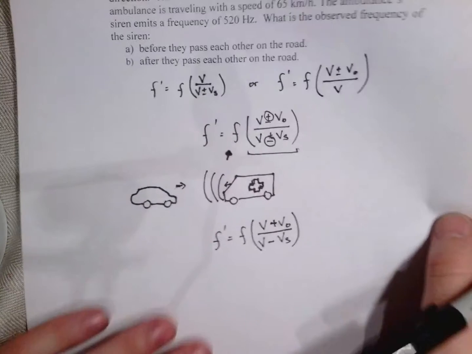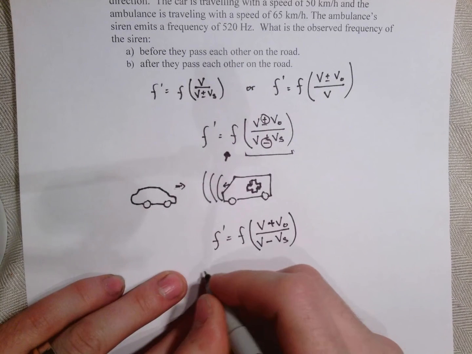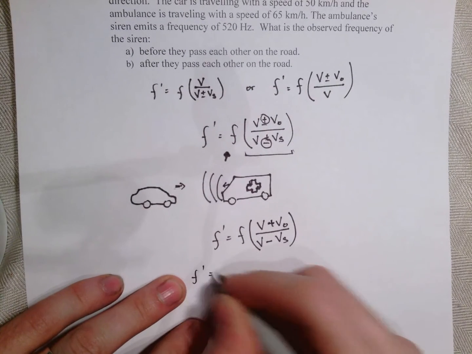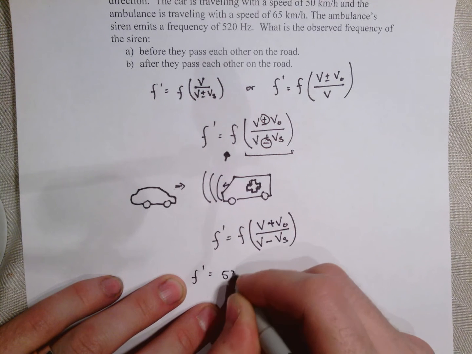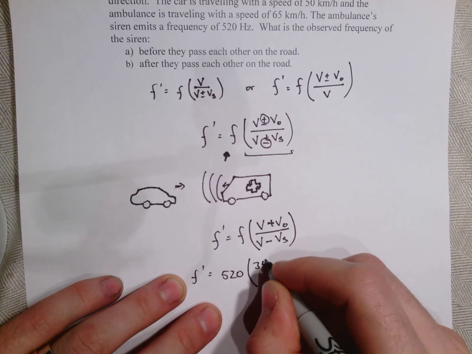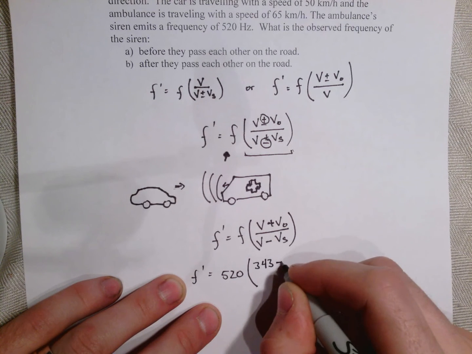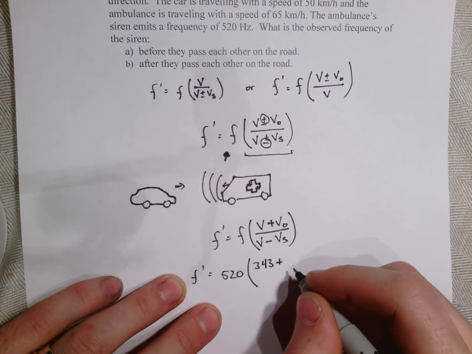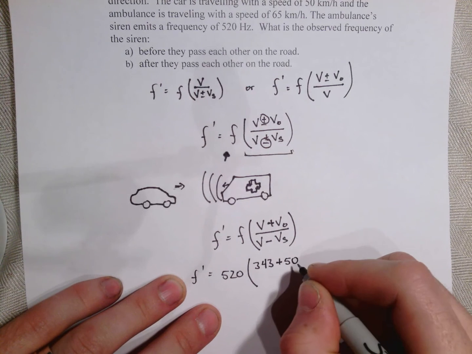Now it's time to put in the numbers here. In this case, the frequency is going to be my original frequency, 520 hertz, times, we weren't given a speed for sound, so we're going to assume 343 meters per second, plus the velocity of the observer. The car is traveling at a speed of 50 kilometers per hour.